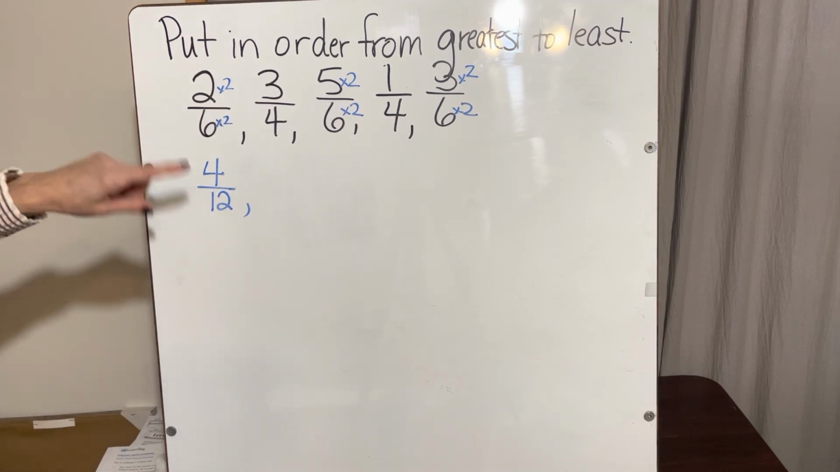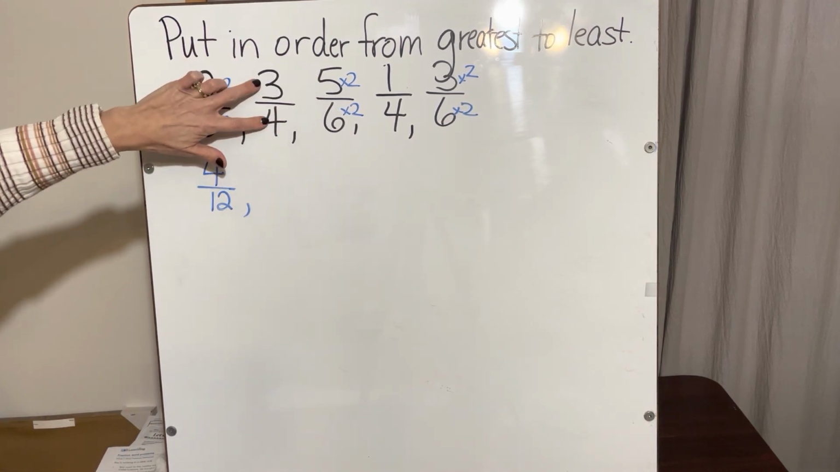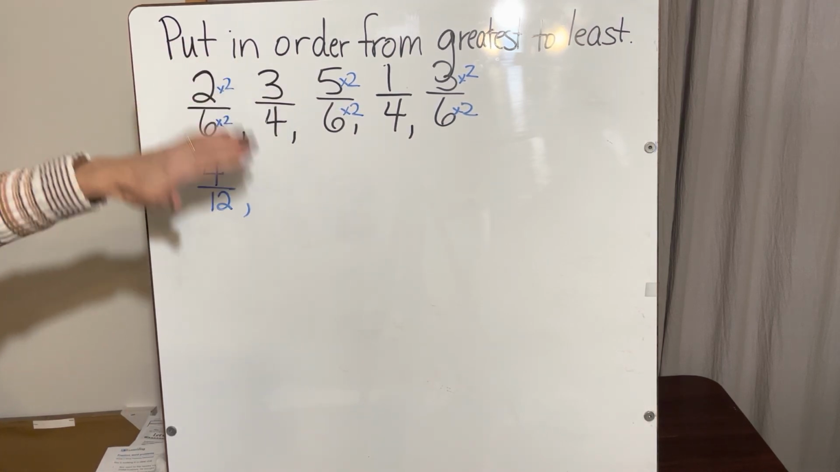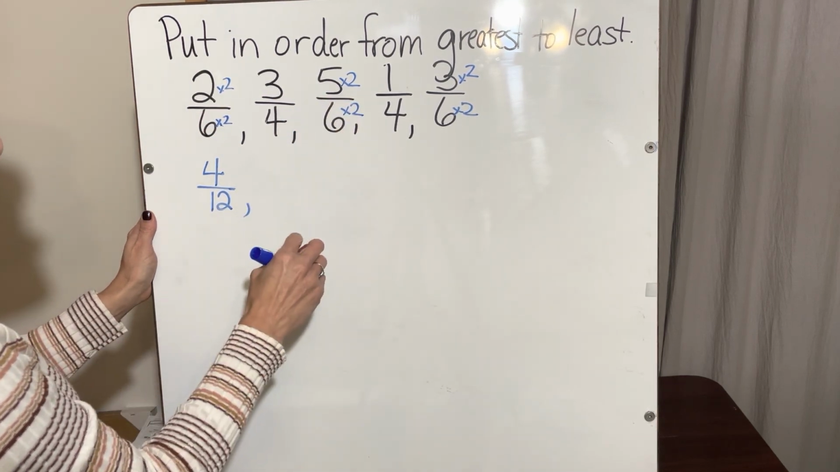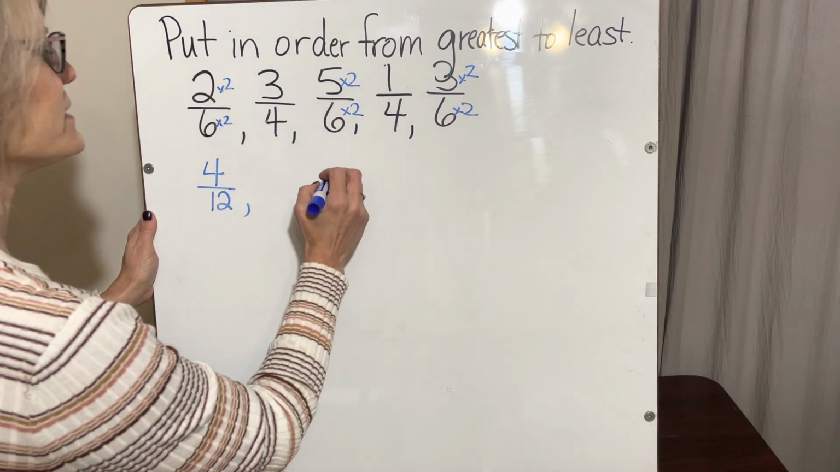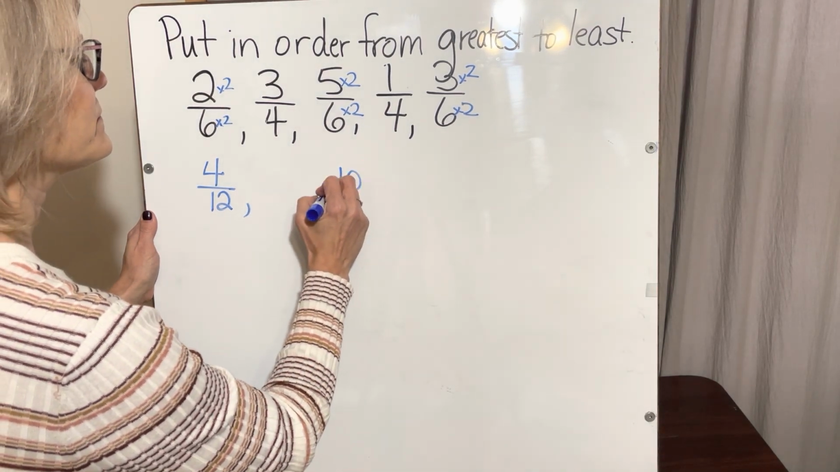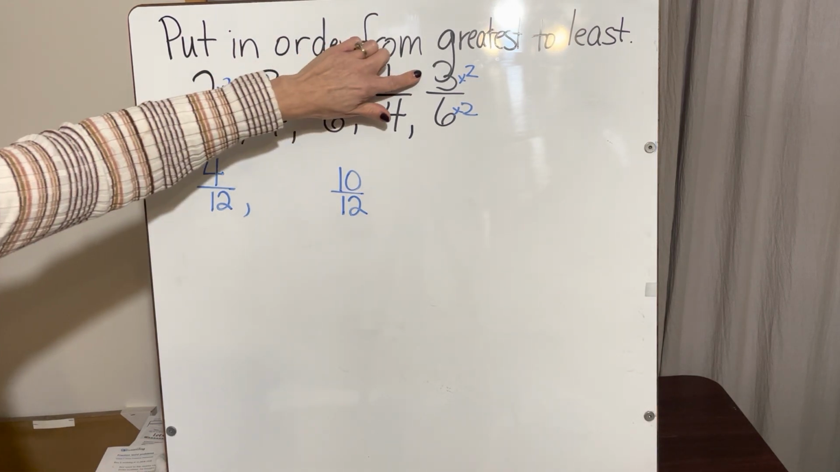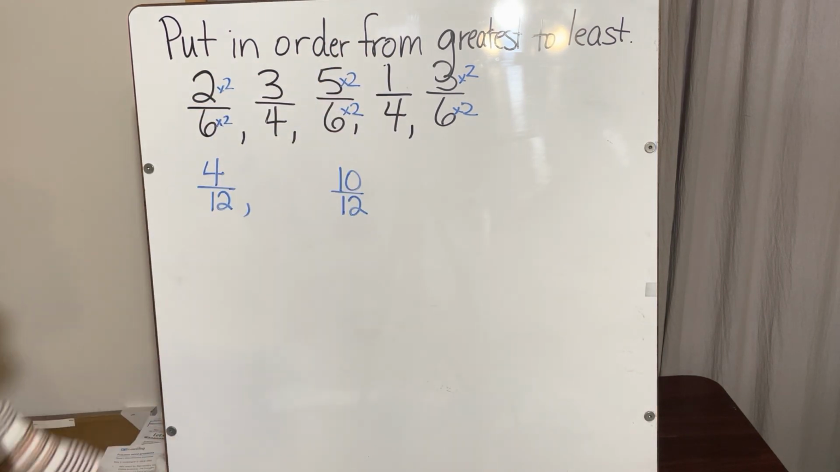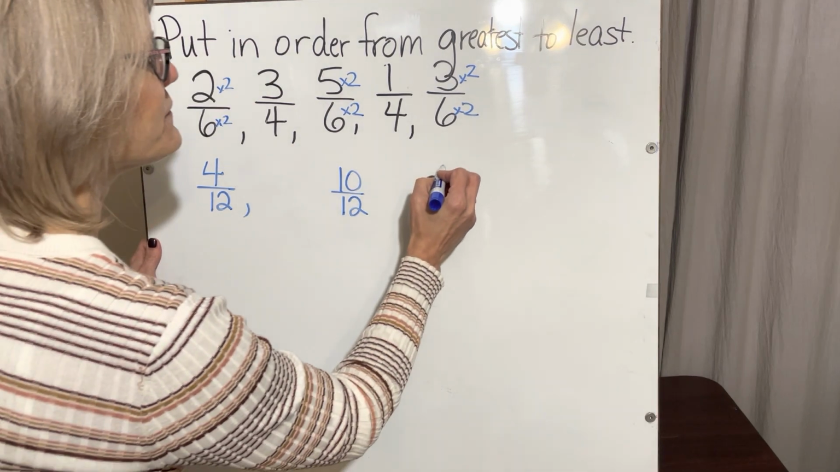All right, so now over here, I'm going to skip this one for now because I don't have anything else written on there. So I'm going to go to 5 sixths. An equivalent fraction would be 10 twelfths. Okay, and 3 sixths, the equivalent fraction would be 6 twelfths.